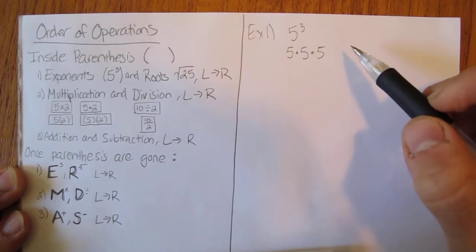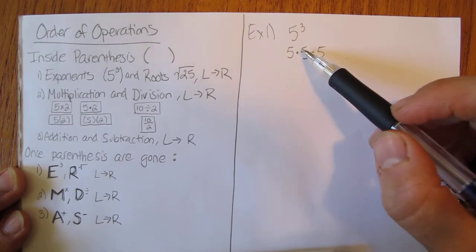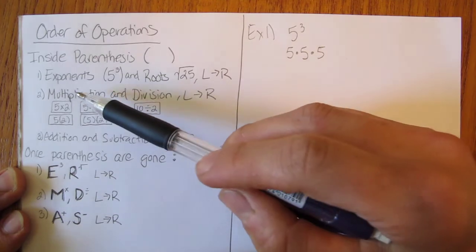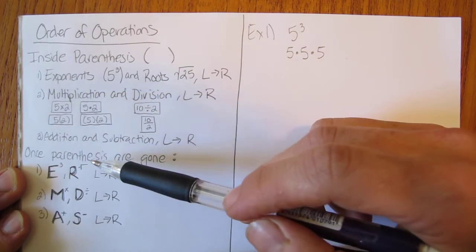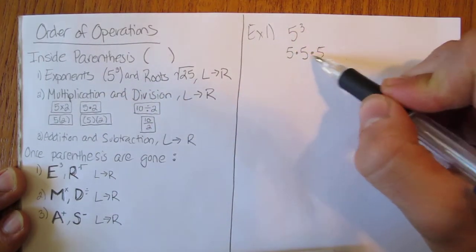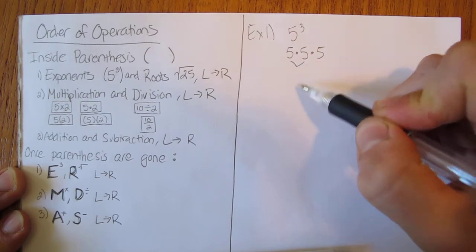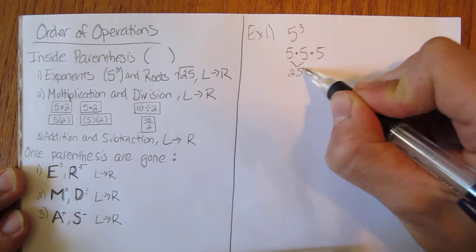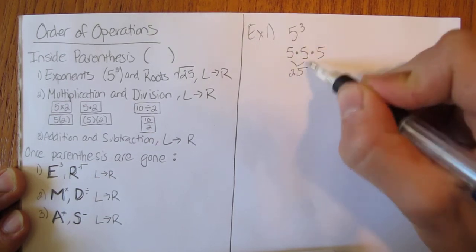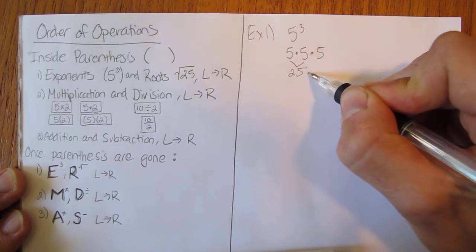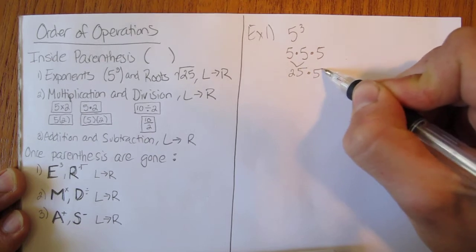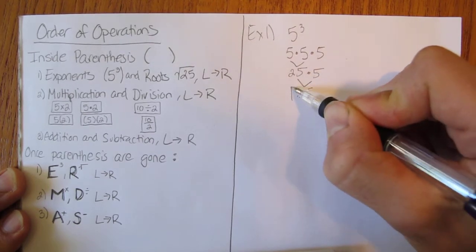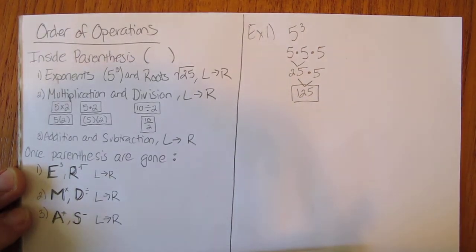And once you've written it out, it's pretty easy to do because now we've taken care of the exponents by expanding it, and all that's left is multiplication, which is our next step. So we'll move left to right. So I'm going to start with 5 times 5. 5 times 5 is 25. And then whatever's left that you haven't already used, you're going to bring down. So I'm going to bring down the dot, and I'm going to bring down the 5. And 25 times 5 is 125. So that's my answer for example 1.